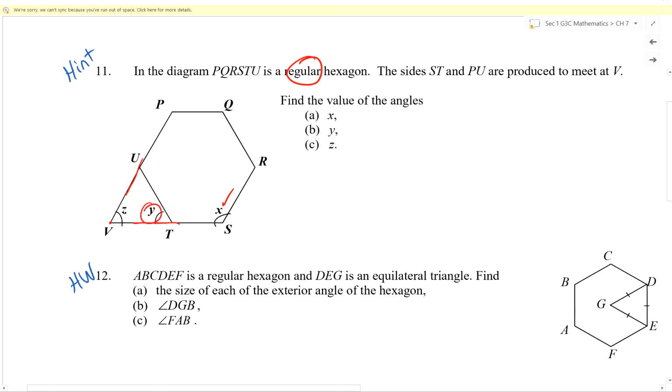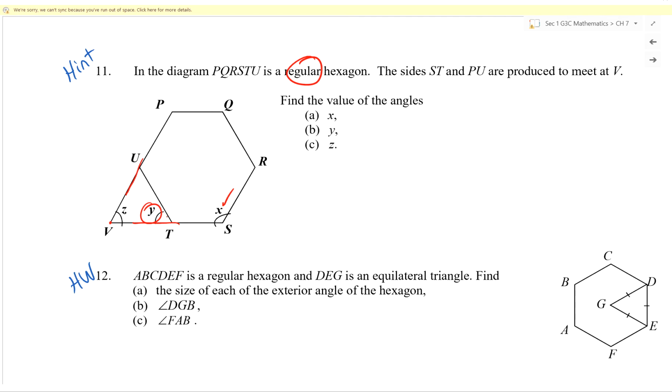Y over here, there are two ways to do it. First, you use 360 divided by, to find the exterior angle, 360 degrees divided by how many sides? 6 sides. This is a 6-sided figure. 360 divided by 6, you get 60 degrees. That's it. That's the value of Y.